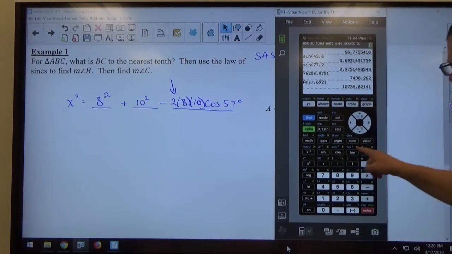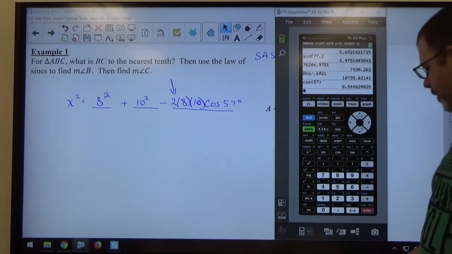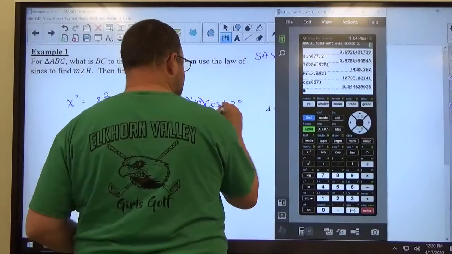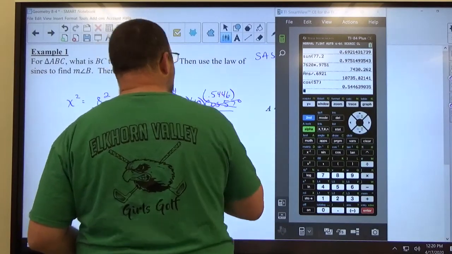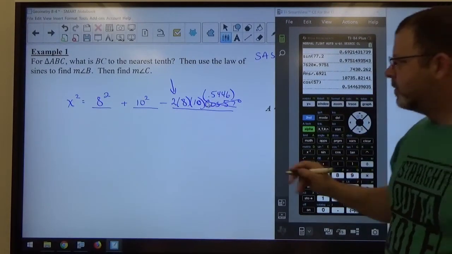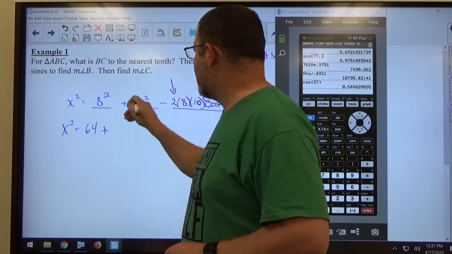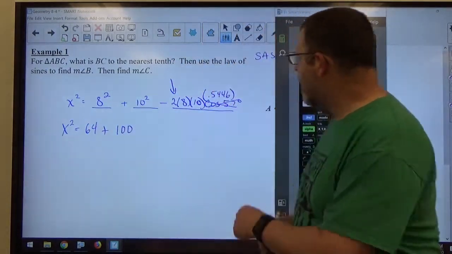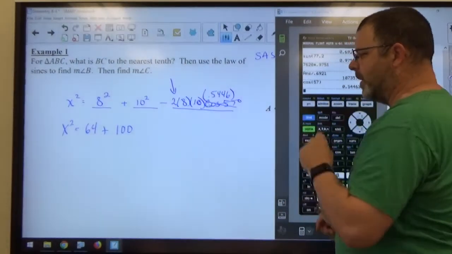So, if I type in cosine of 57, that equals 0.5446. Again, I'm using the law of cosines, that's why I did cosine. 8 squared is 64, 10 squared is 100. This, and this, that's all being multiplied together, so I need to multiply all that together.